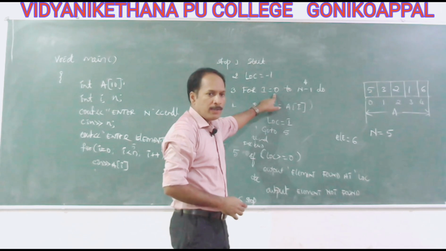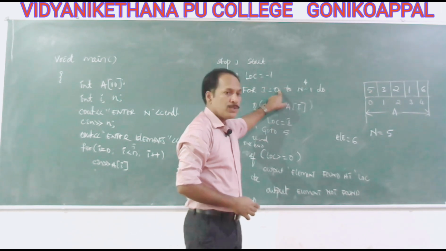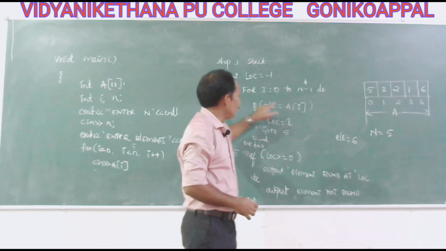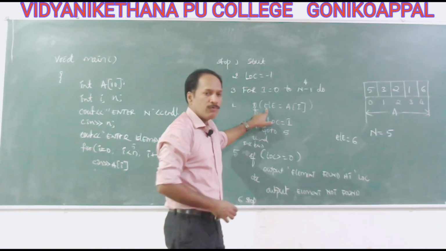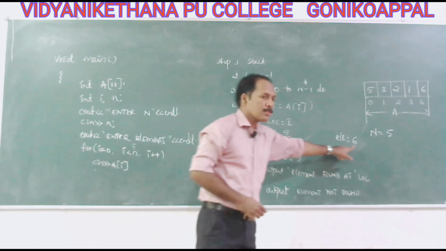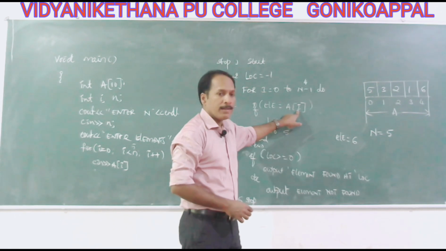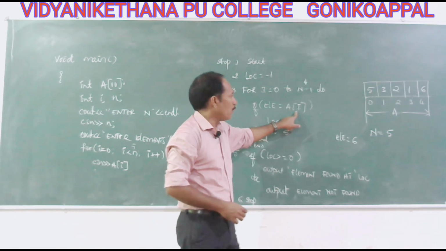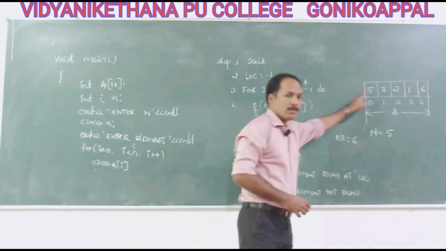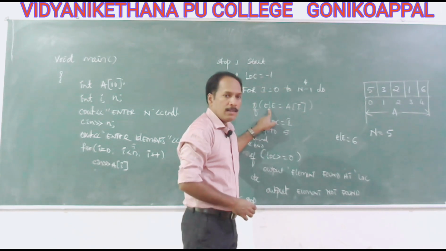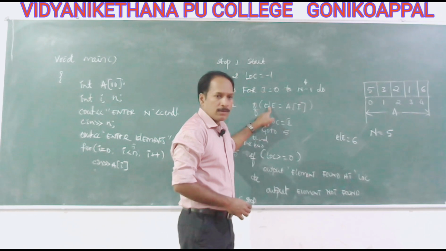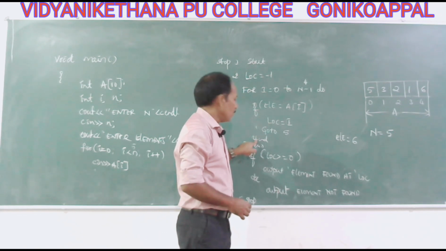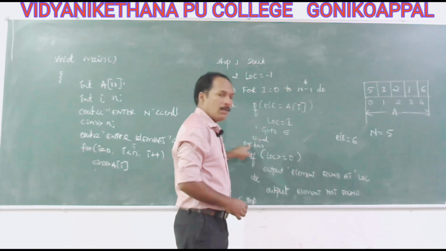That is, I have to repeat these steps from 0 to 4. So that is 5 times. We'll see one by one. So now the element you are looking for, ELE, is 6 and right now A of I. So A of I means A of 0. What is A of 0? 5. So what is ELE? 6. 6 and 5 are same? They are not same. Hence for n will go I plus plus.